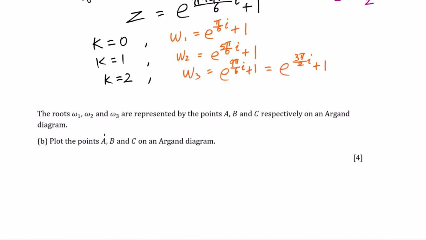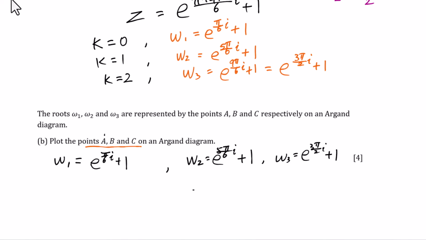The roots omega 1, omega 2, and omega 3 are represented by points A, B, and C, respectively. On an Argand diagram, plot the points A, B, and C. If we want to plot these points on an Argand diagram more accurately, we need to change these roots into Cartesian form.